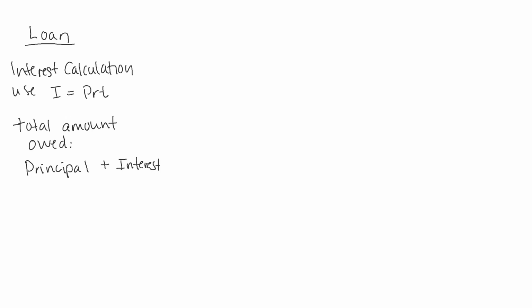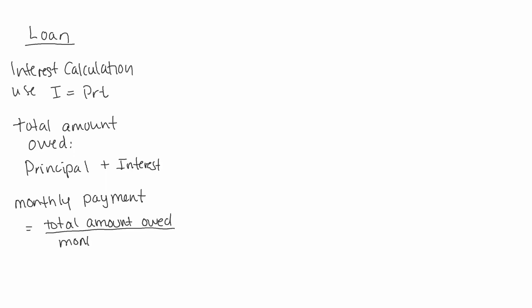And in a lot of cases, when you're talking about borrowing money for a loan, we will look at a monthly payment. So the monthly payment equals the total amount owed divided by the months in the loan.